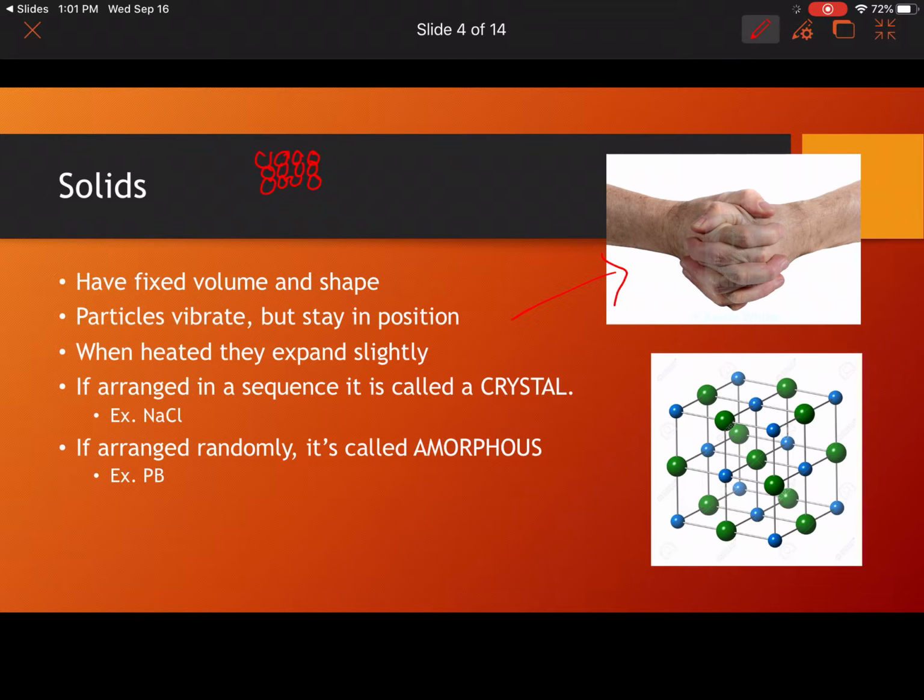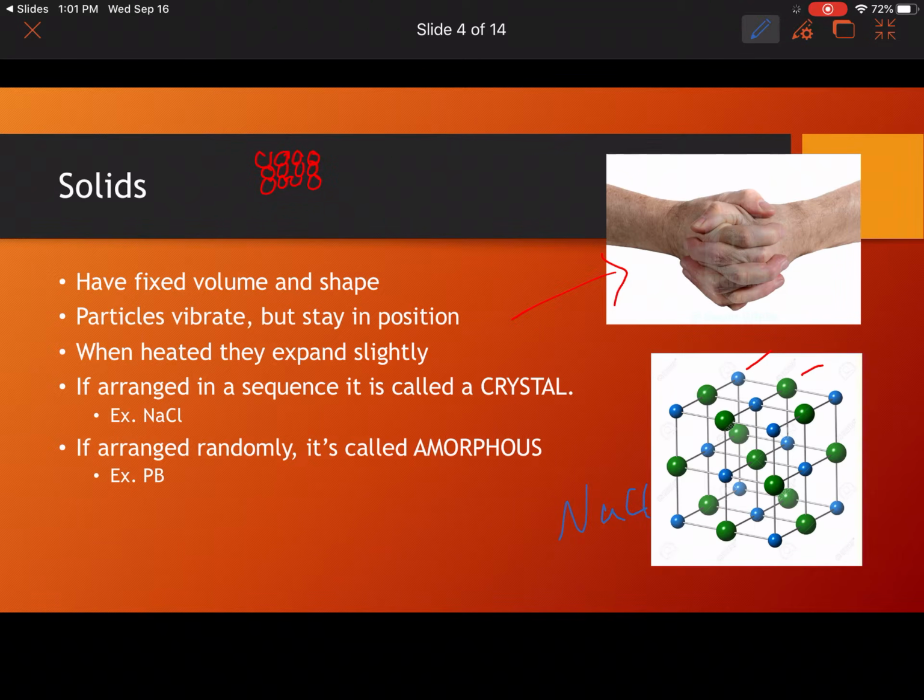Now, if they're arranged in a sequence, it's called a crystal. This is a diagram of salt here. The sodium is the blue balls here, and the chlorine are the green ones. We can see here with NaCl, I'm just going to change pens here. This is NaCl, sodium chloride, table salt. They're arranged in a very distinct, organized way, always in a 1-to-1 ratio.